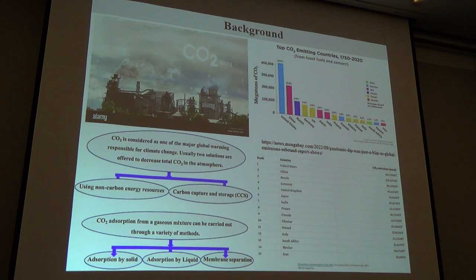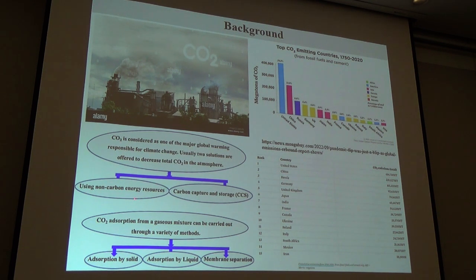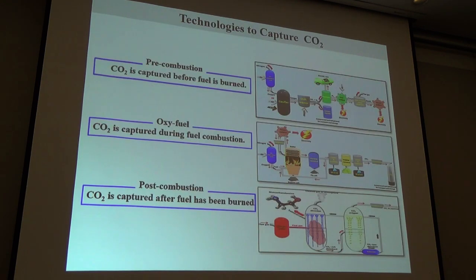So the question is how to reduce this CO2 emission. There are two ways. The first way is by using non-carbon energy sources, and the second one is carbon capture and storage. So next thing is how CO2 can be absorbed: by using absorption by solid, absorption by liquid, and membrane separation. These are some methods that we use for CO2 capture. Now, which technology is used for CO2 capture? There are three technologies: pre-combustion, oxy-fuel, and post-combustion. So I will move forward.